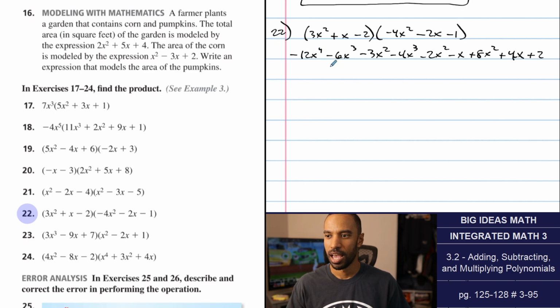Okay, combine like terms. I see 1 x to the 4th term here. X cubed terms, I see 1 right here and right here. That's negative 10x cubed. Negative 3x squared minus 2x squared is negative 5x squared plus 8x squared is 3x squared.